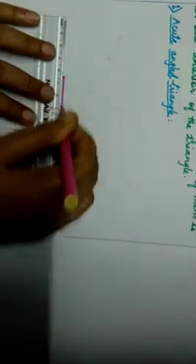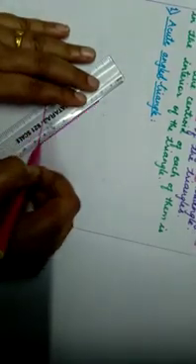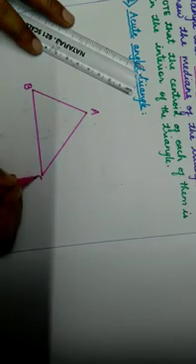So first we will take an acute angle triangle. Let us start, children. You should be ready now with the pencil, compass and ruler. First we will draw an acute angle triangle in this way. In this way we have drawn an acute angle triangle. Name this triangle A, B and C.